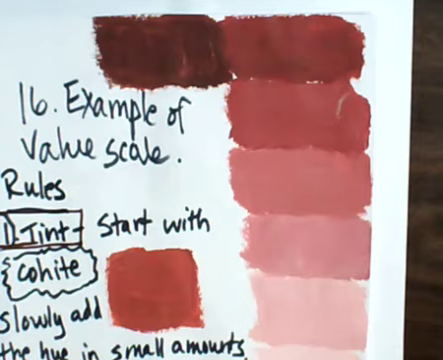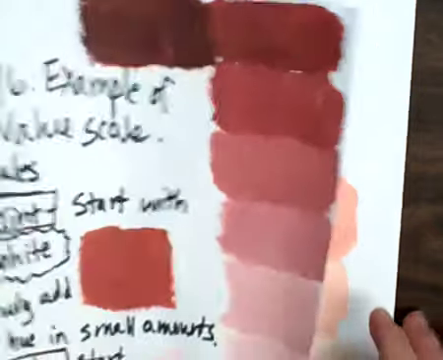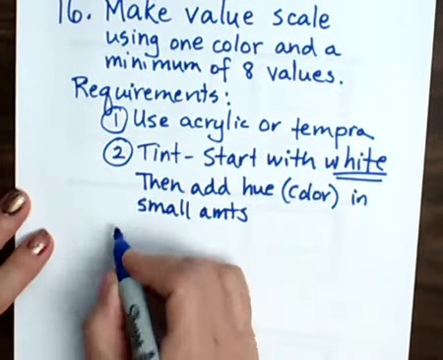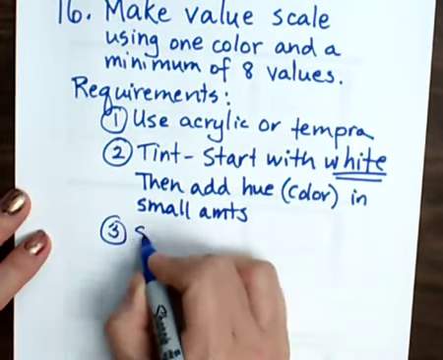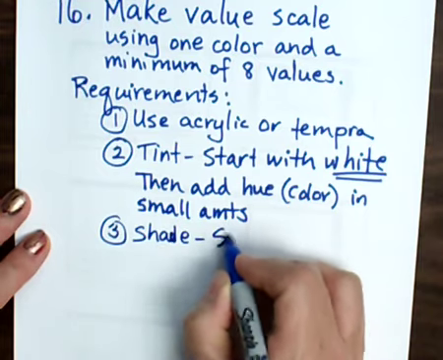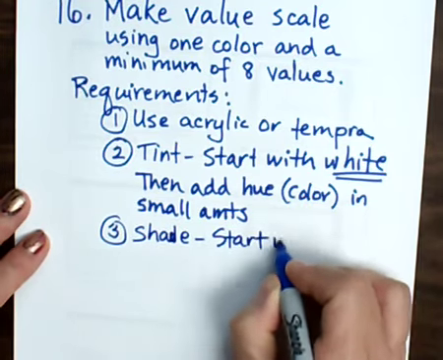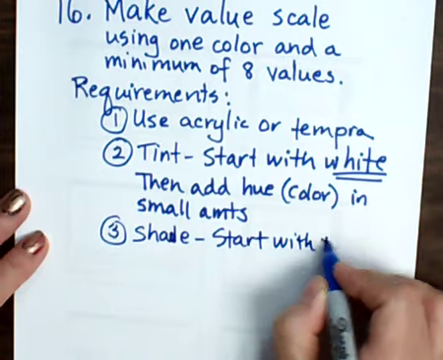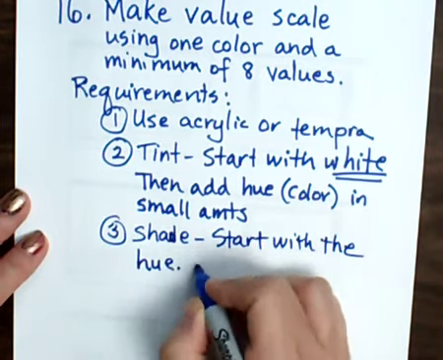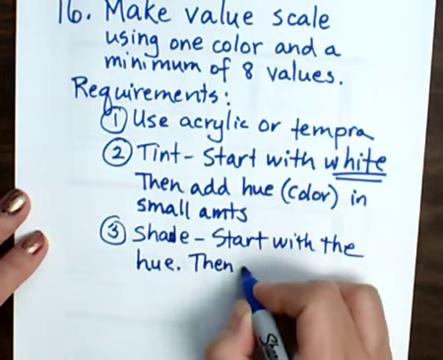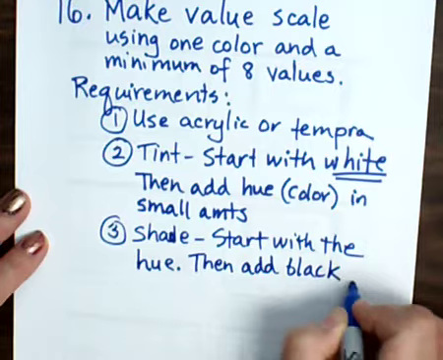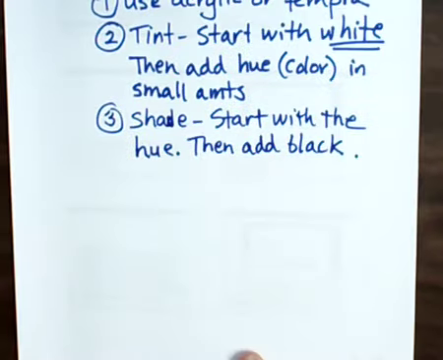All right. So for the tint, where was I writing this? Okay. So now the shade is just the opposite. So for the shade, you're going to start with the hue, and then add black. Just little bits of black at a time because it will turn black so fast you won't believe it.